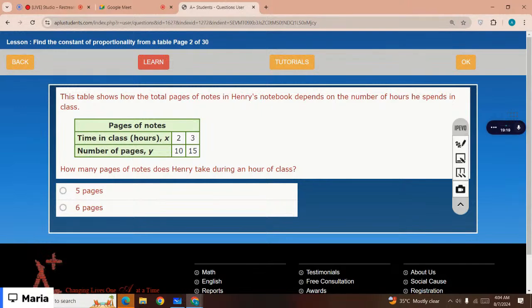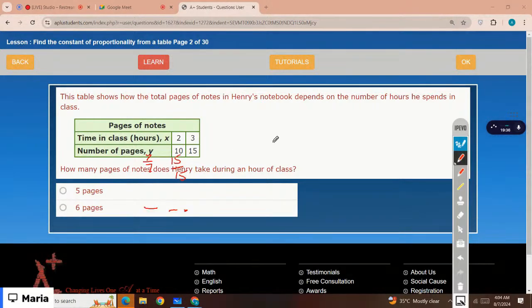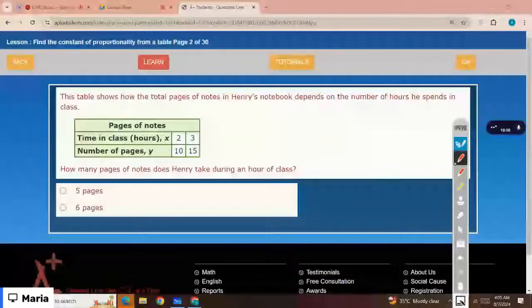How the total pages of notes in Henry's notebook depends on number of hours he spent in class. How many pages of notes does Henry take during an hour of class? Which is the correct option? You need to find the constant of variation. So to find the constant of variation, you need to do y by x for both values, right? That would be the constant value.